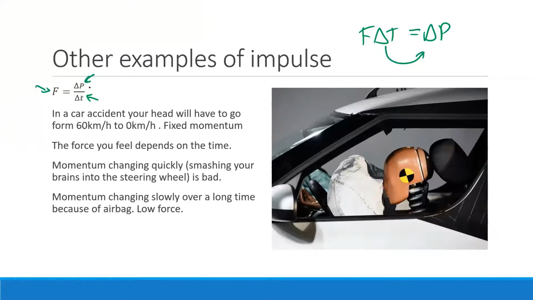What you could think about in this case is a change in momentum. In a car accident, your head will go from 60 kilometers an hour to 0 kilometers an hour. That's a fixed change in momentum. Your delta p is fixed.